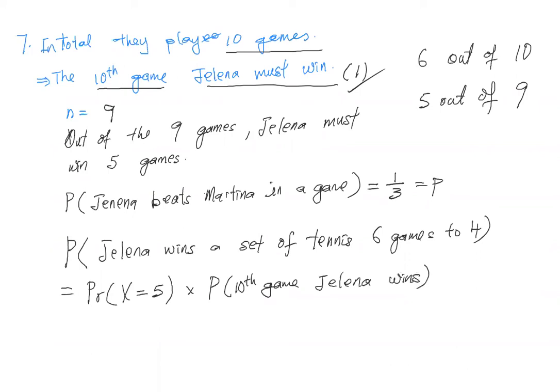Are you clear? So this one, you use your calculator. This one will be 9C5, 1/3 to the power of 5, 2/3 to the power of 4. Then this one is 1/3. Then you get the answer. Are you clear?